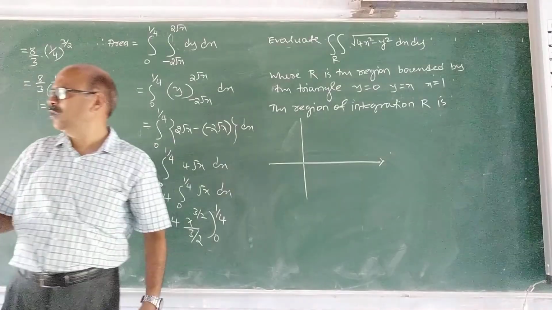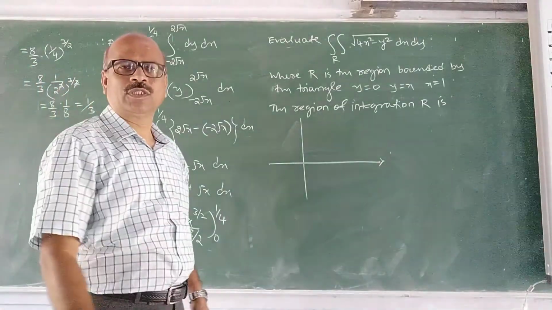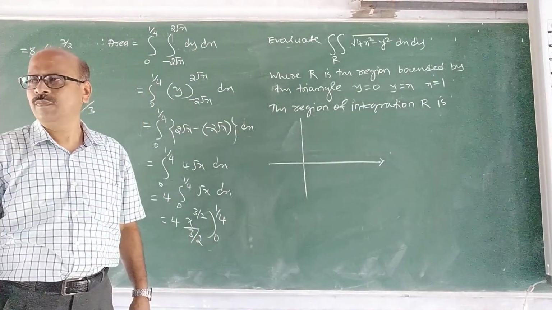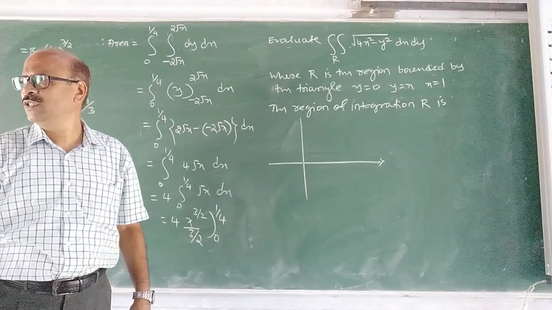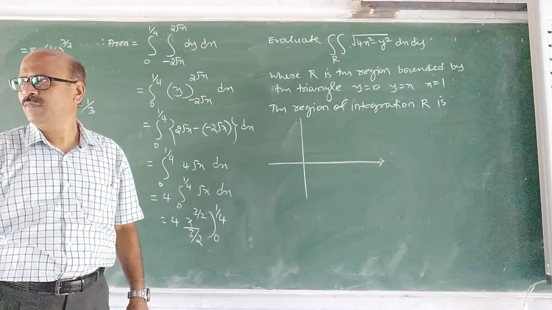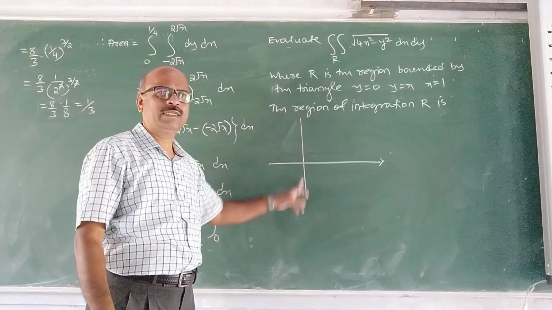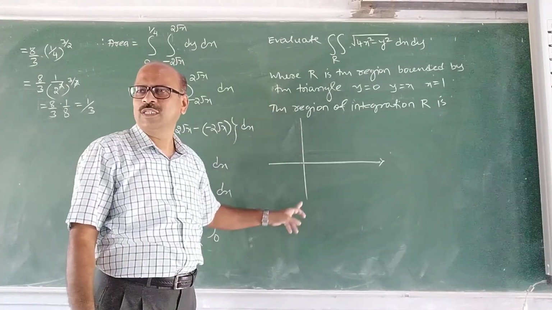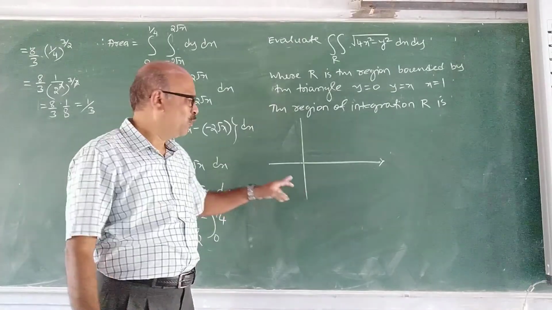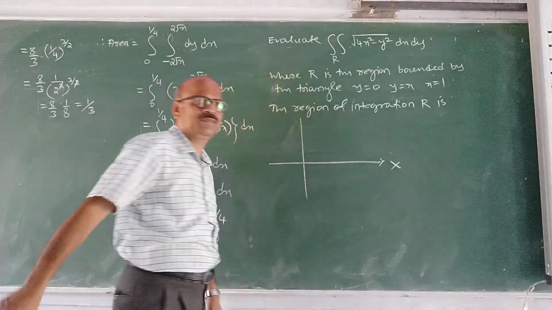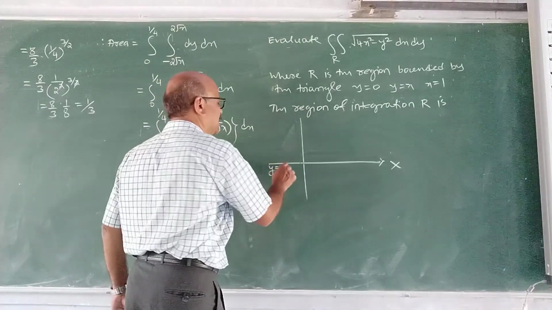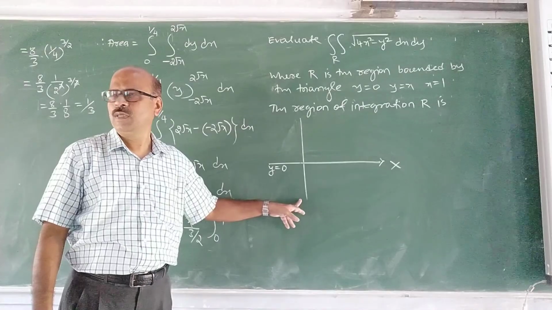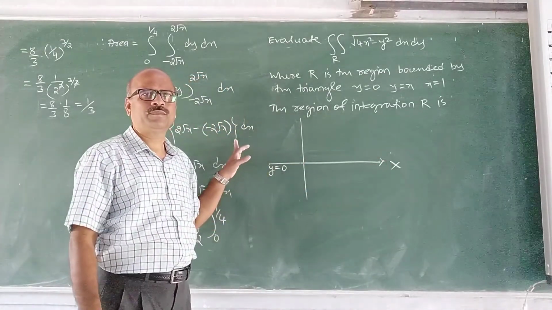3 lines. Y is 0. What does y is equal to 0 represent? What type of line? Y is equal to 0 does not mean this line, that is x is equal to 0. Y is equal to 0 means the x axis. This is y is equal to 0, the x axis. The y-axis means x is equal to 0. Y is equal to 0 is this line.